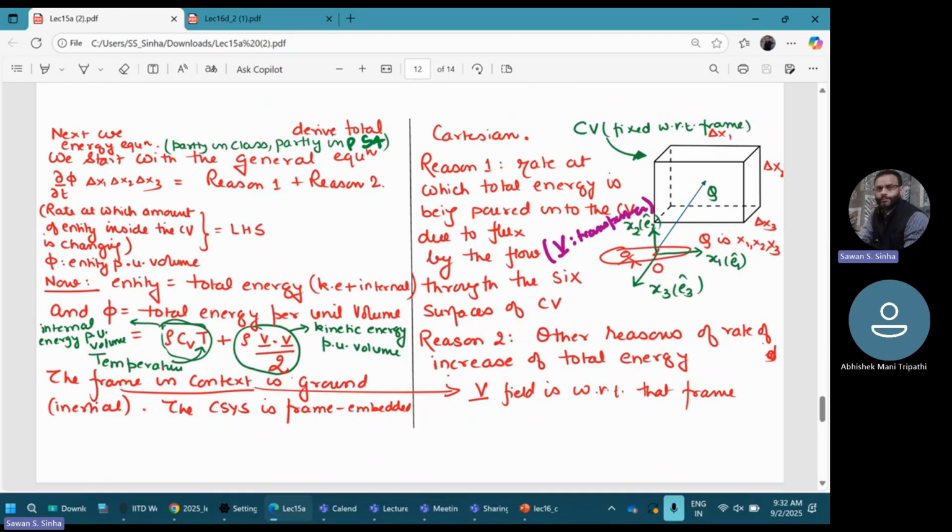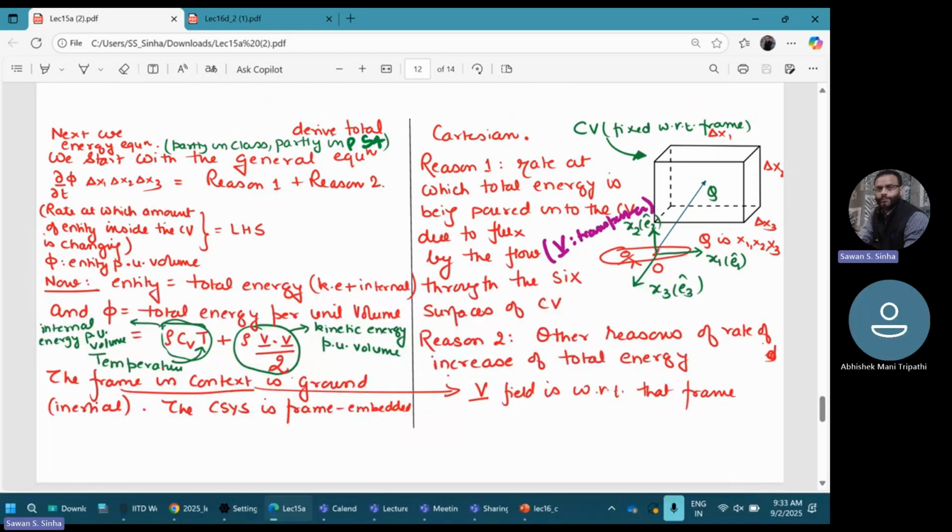Now, if you choose the entity to be total energy, phi, which in general is a tensor, now becomes a scalar, and that scalar will be total energy per unit volume. Earlier, we have written an expression for that, total energy per unit volume: rho times CV T plus rho times V dot V by 2. This part is the internal energy per unit volume, and this is the kinetic energy per unit volume.